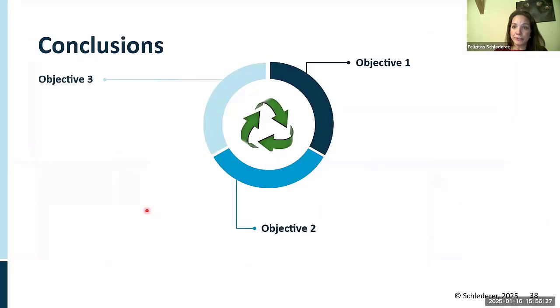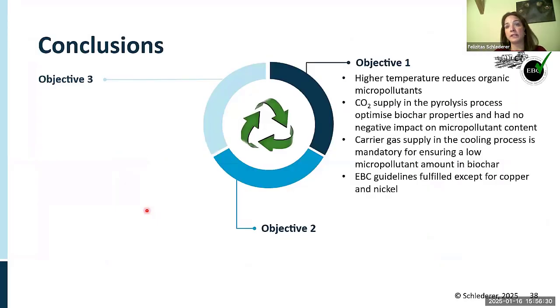So that brings me to the conclusion. The first objective was to determine possibilities to generate a clean biochar. The first message I want to share is that high temperature is reducing organic micropollutants. Second of all, CO2 supply is a benefit for the biochar properties, and also has a reduction in PFAS, for example. Carrier gas supply in the cooling process is significantly important to ensure that we have a low micropollutant concentration in biochar, and we will fulfill the guidelines with the exception of copper and nickel.